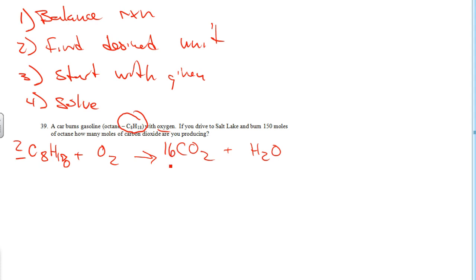So the next step is to balance the carbons. The next step is to take whatever is with H and put it in front of water. That's 18. And then finally balance the oxygens.